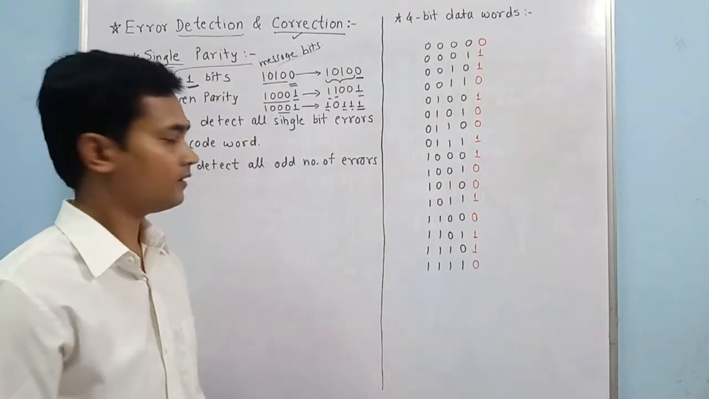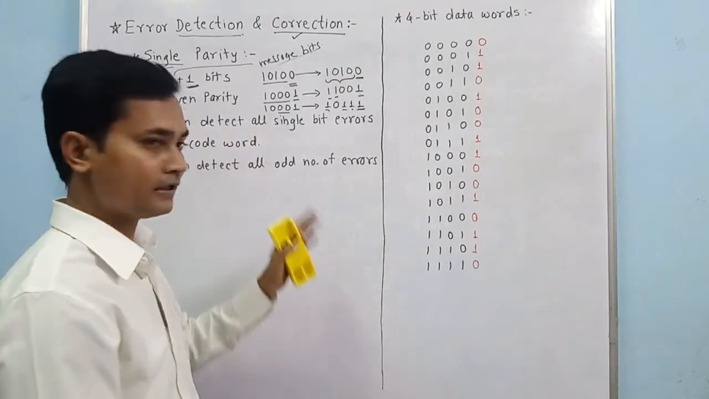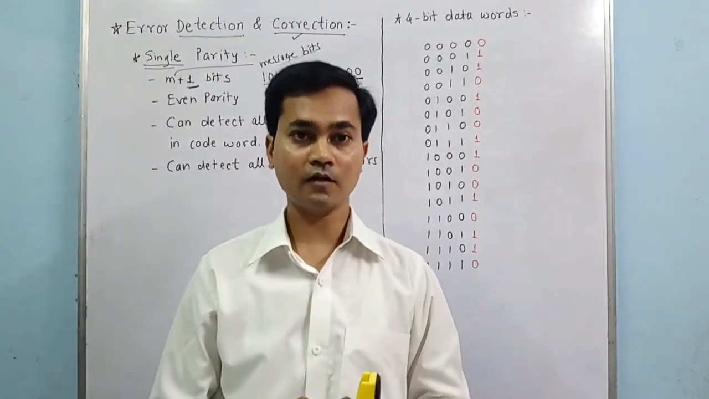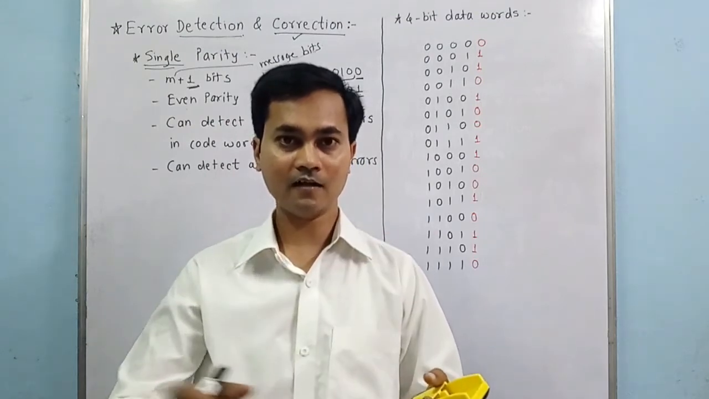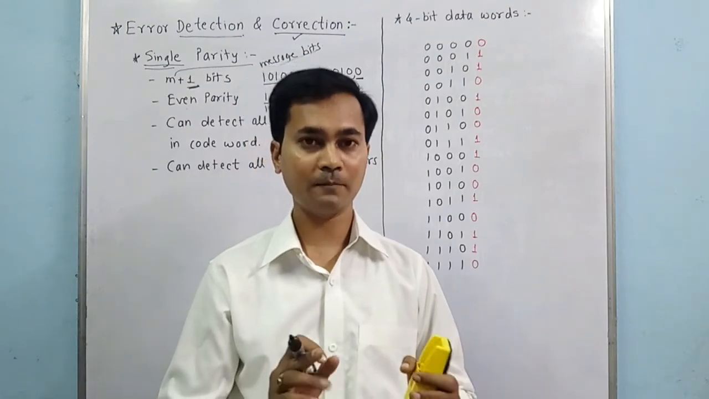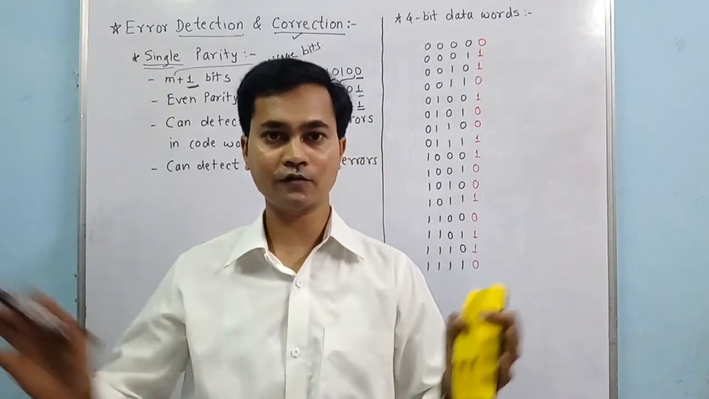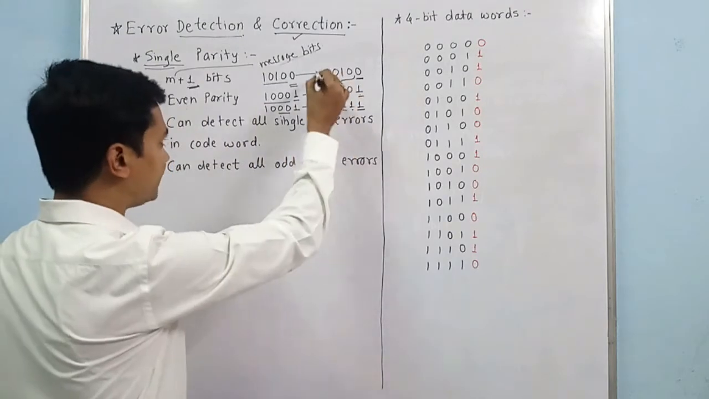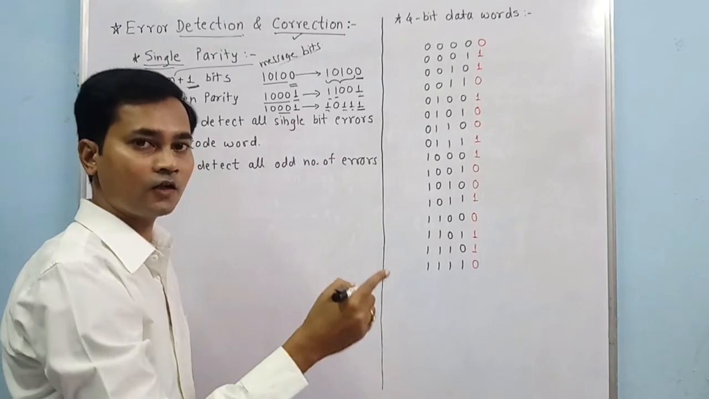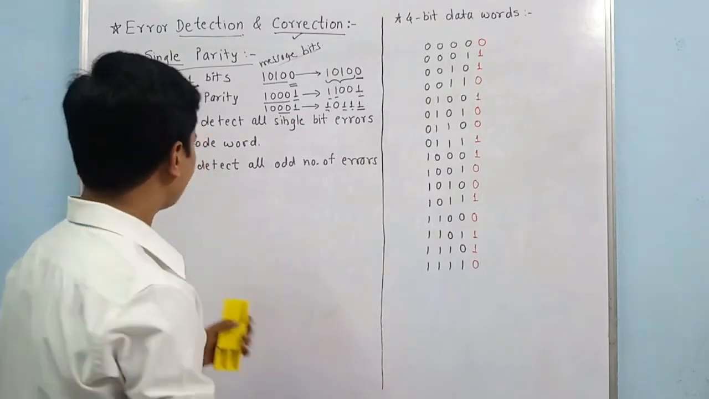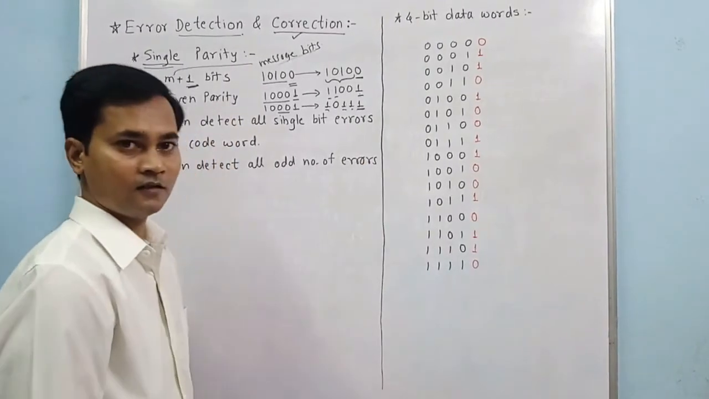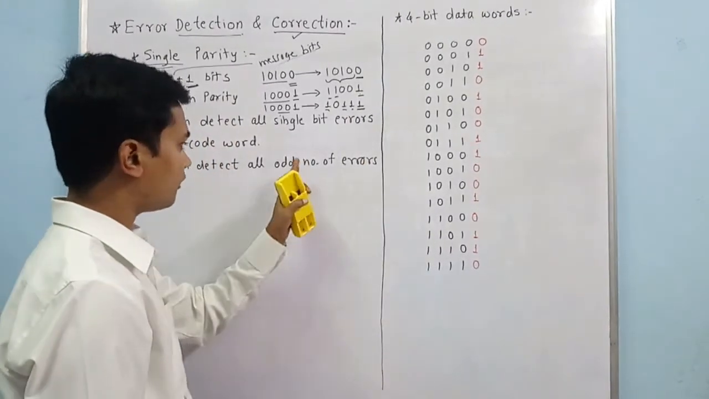Now consider your transmitter and receiver are both working on odd parity. So what does odd parity mean? Within the data and parity bits, the number of ones should be odd. So the number of ones should be 1, 3, 5, 7 and so on. For even parity, the total number of ones should be even. For odd parity, the total number of ones should be odd. Now the next thing is, it can detect all odd numbers of errors.